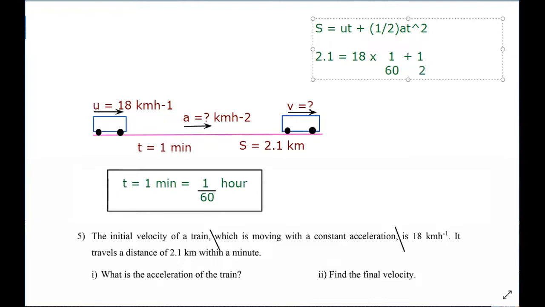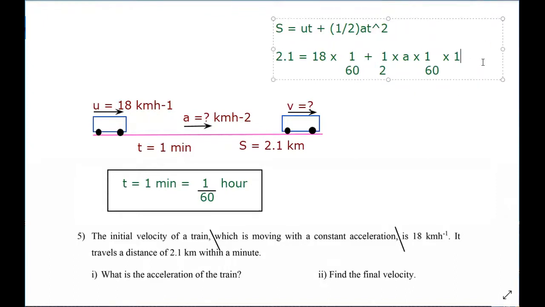Half AT squared. Do we know the acceleration? No, we don't know the acceleration. So let me use acceleration as simple A. Time taken is 1 over 60 hours, but we need the square of time. So let me write it as 1 over 60 into another 1 over 60. Square of 1 over 60 means 1 over 60 into 1 over 60.